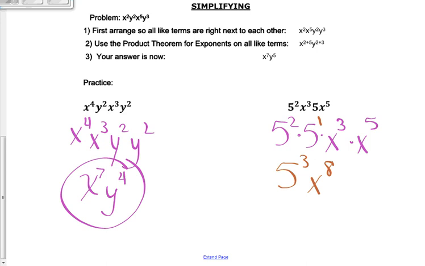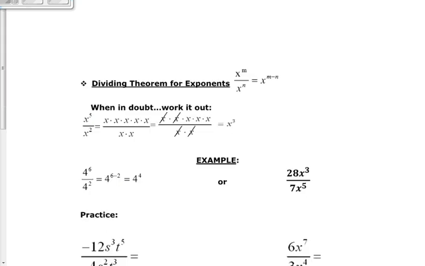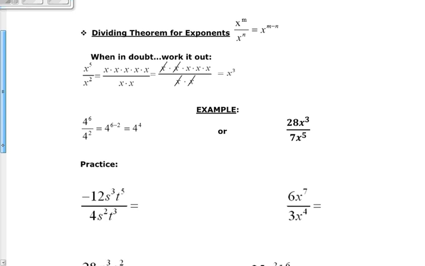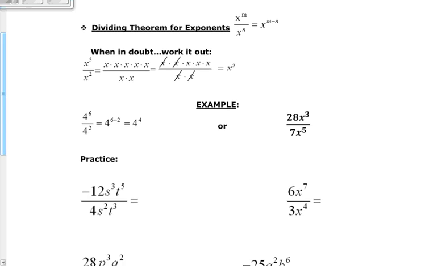All right, our next setup is going to look for division. Division is pretty much like multiplication. Instead of adding, we are going to subtract. Now, there's one step we can do, which is work it out.